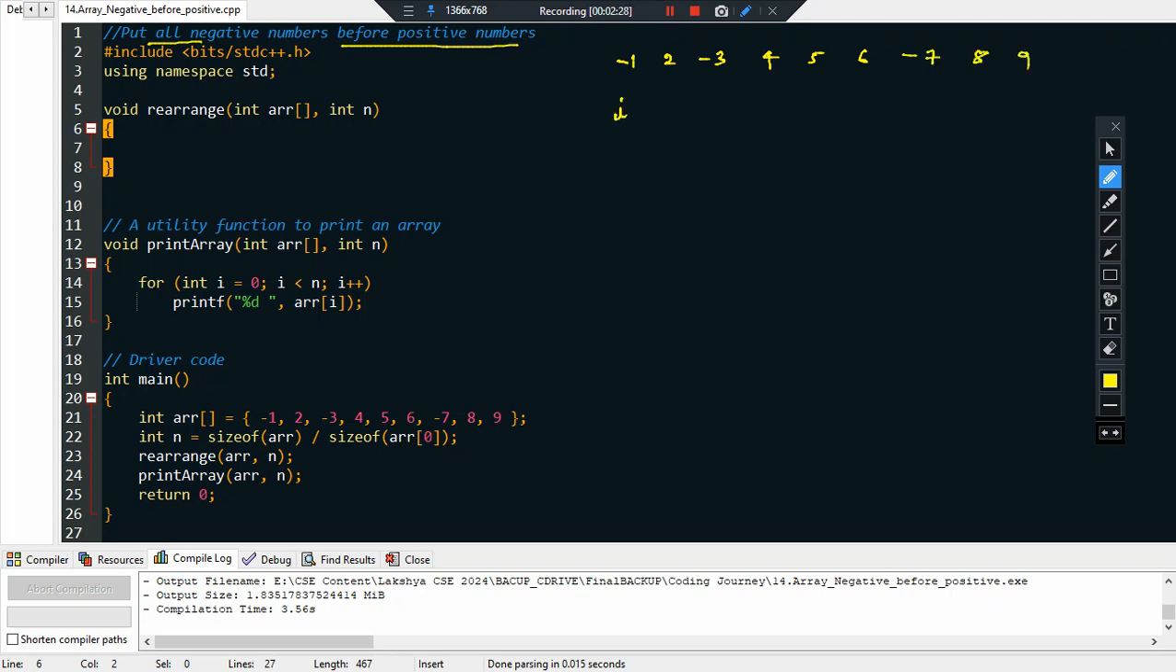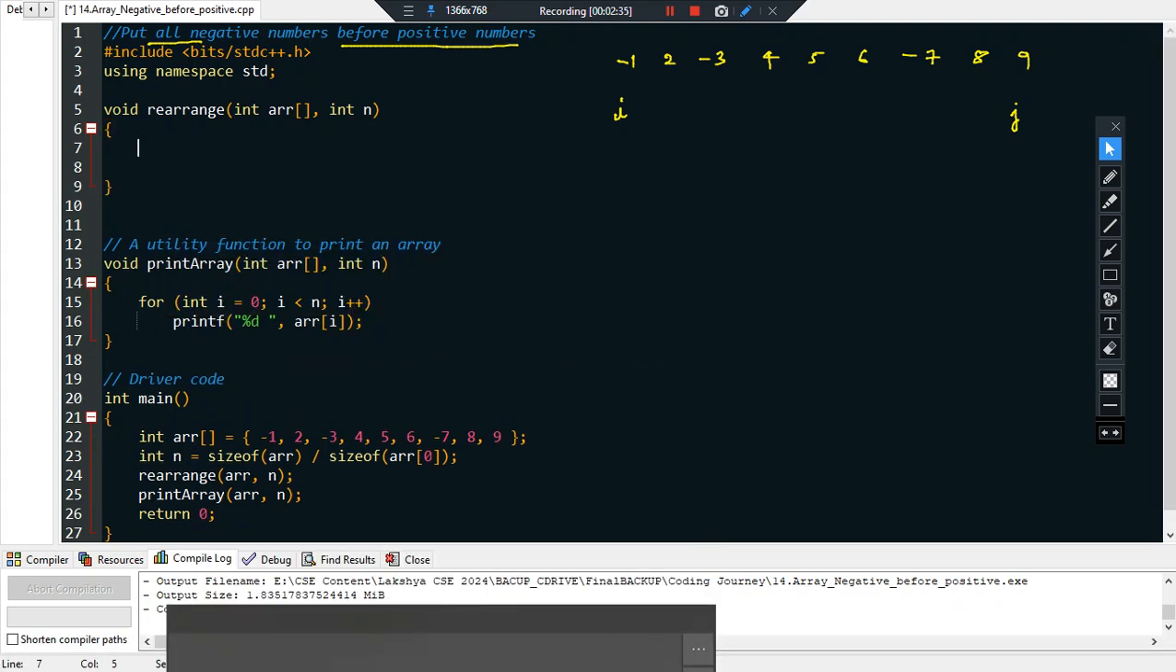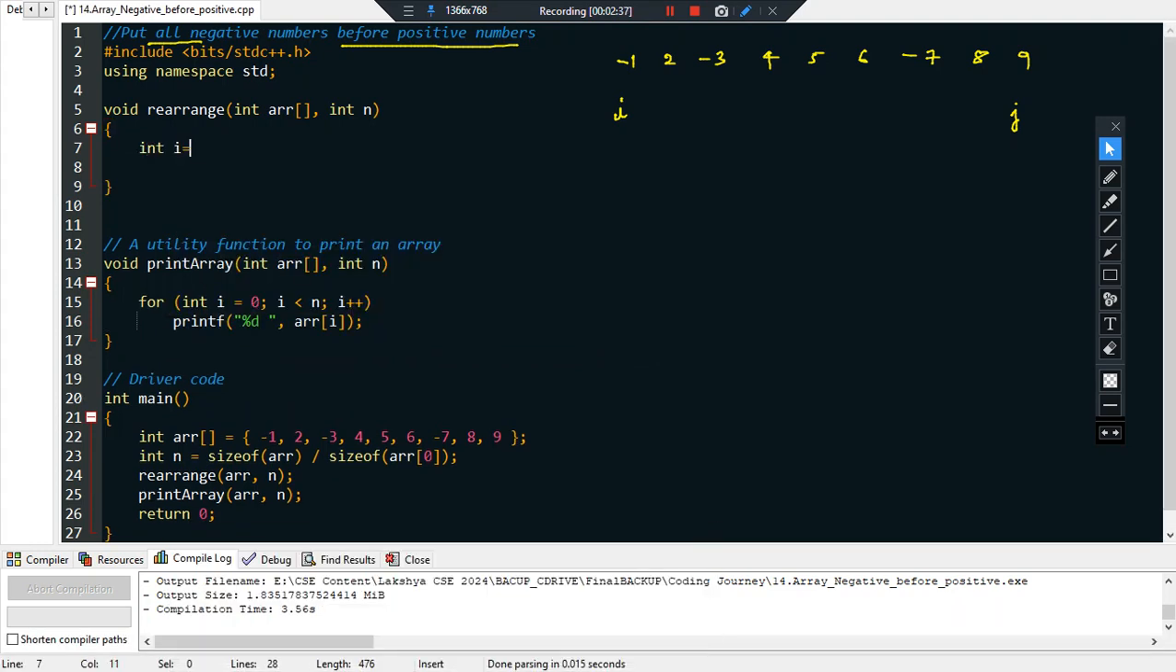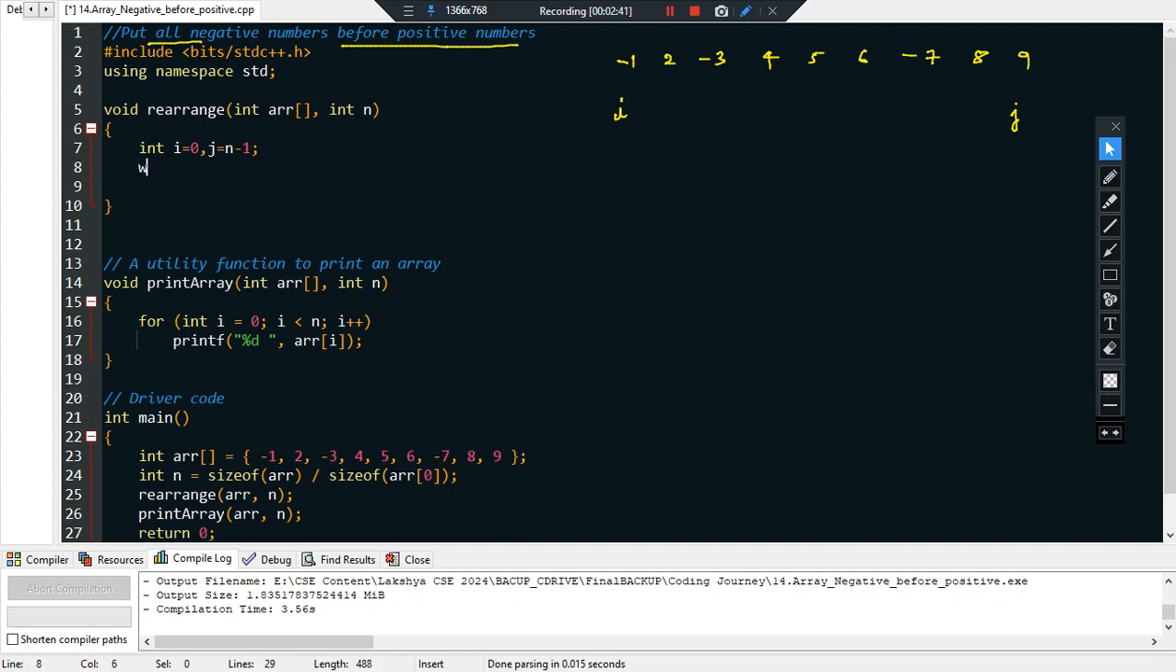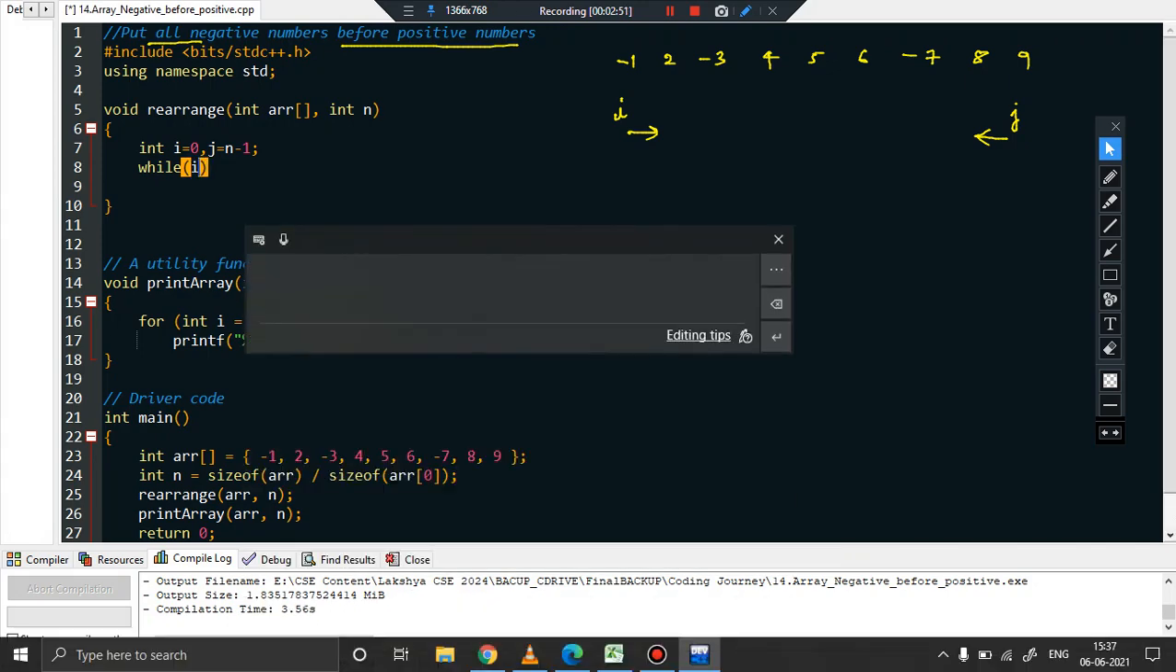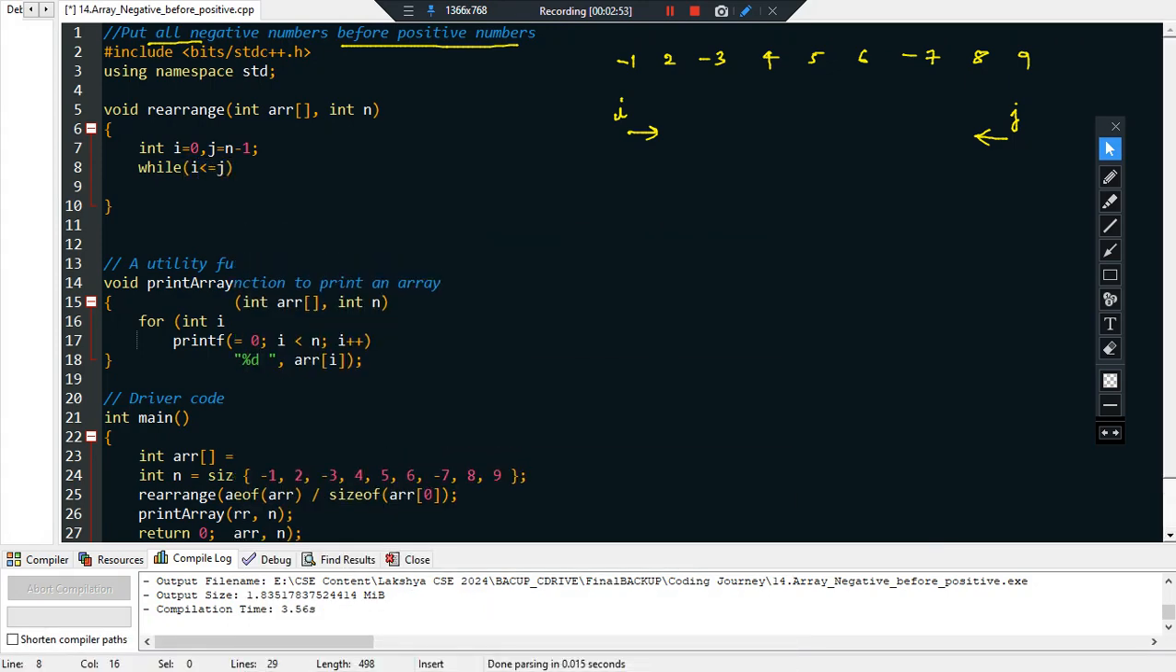I will have a pointer i towards the extreme left and a pointer j towards the extreme right. So let me declare accordingly. Integer i is equal to 0, comma j is equal to n minus 1. Fine. So I will basically move pointer i towards the right and pointer j towards the left. Okay, so this will carry on as long as i is less than or equal to j.